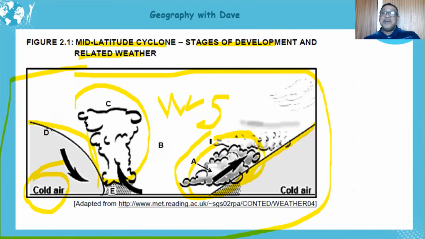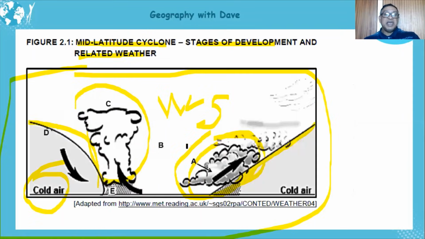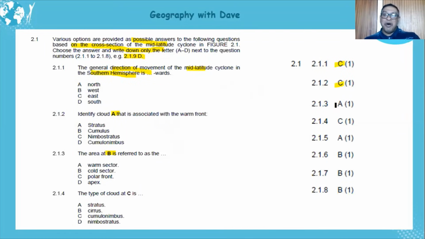Okay, it's your nimbostratus cloud. Can you see it? It can't be your cumulonimbus, all right? You've learned that off. Okay, so very basic questions. Refer to the area at B, all right? Let's look at the area at B. You already worked out it's the warm sector. Can you see it? The warm sector.